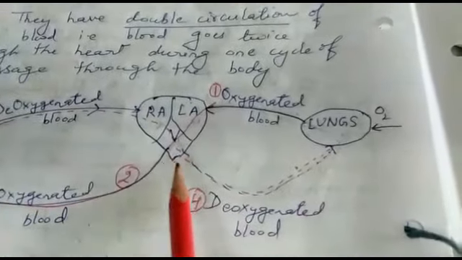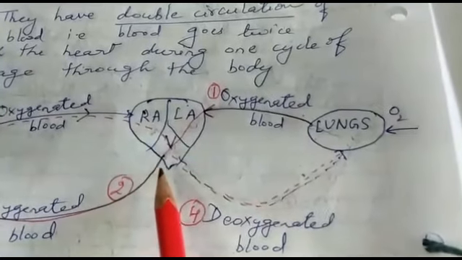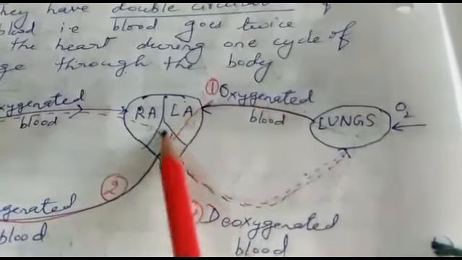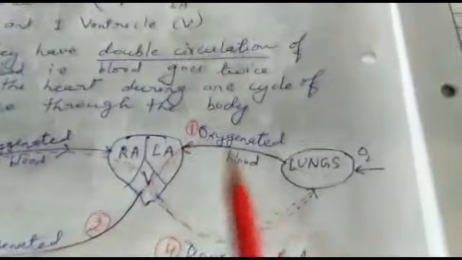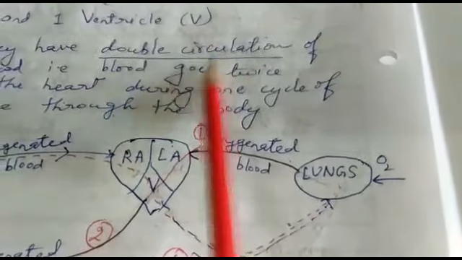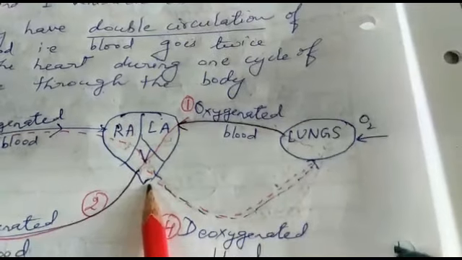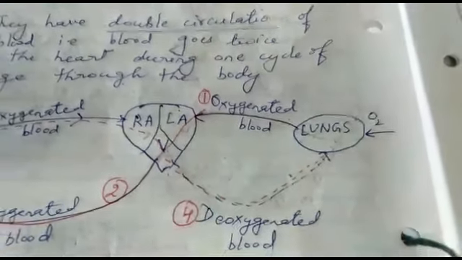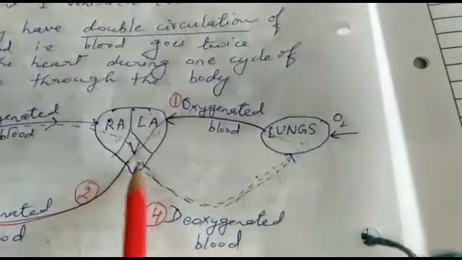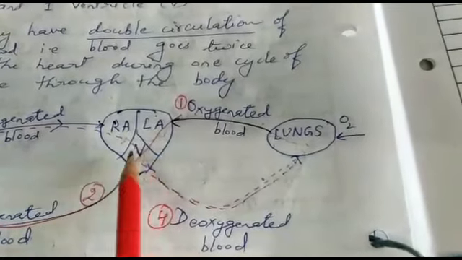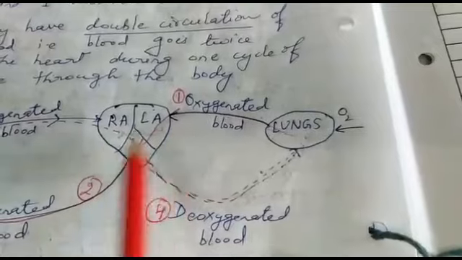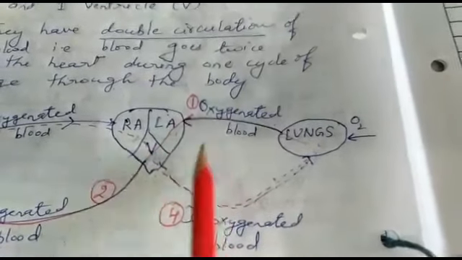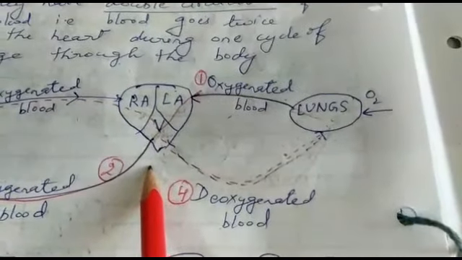So in amphibians and reptiles, blood is circulating twice. This is the first path, this is the second path. So double circulation of blood is taking place in amphibians and reptiles. Now here one thing more: some mixing of oxygenated and deoxygenated blood is observed inside here. It means complete separation of oxygenated and deoxygenated blood is not present in amphibians and reptiles.